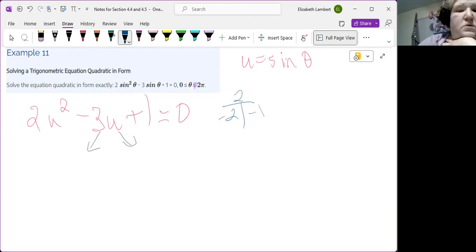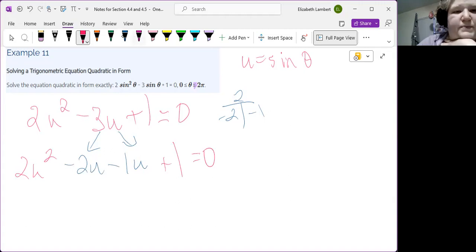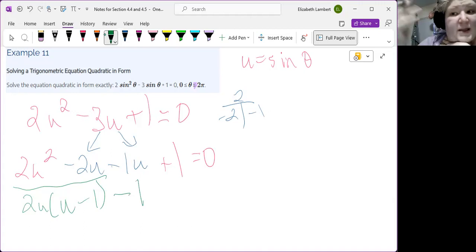So -2u minus 1u is the same as -3u. Recopy the front, recopy the back, still equal to 0. Factor by grouping, 2u, u minus 1. We must factor in negative, and they don't have any numeric thing in common, so I'll just put a 1 as a placeholder. U minus 1, -1 times u, -1u, -1 times -1 plus 1.